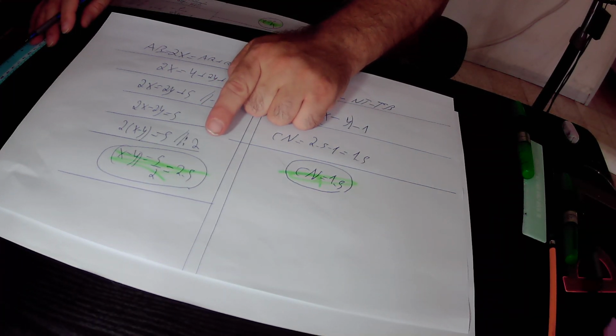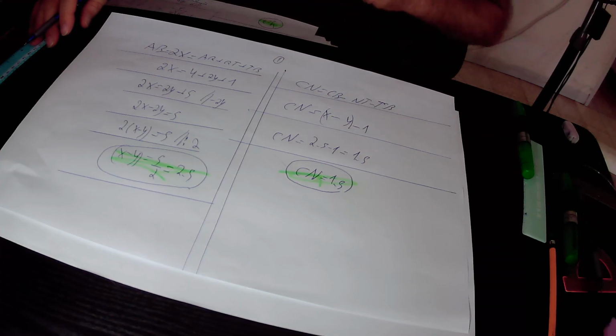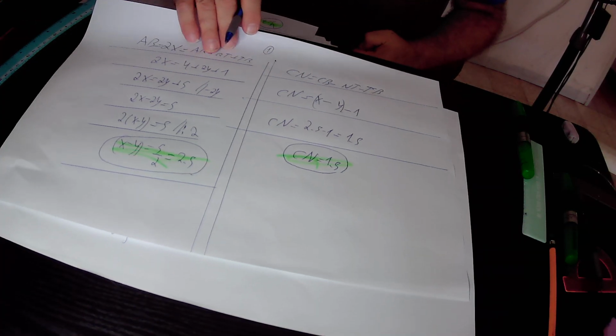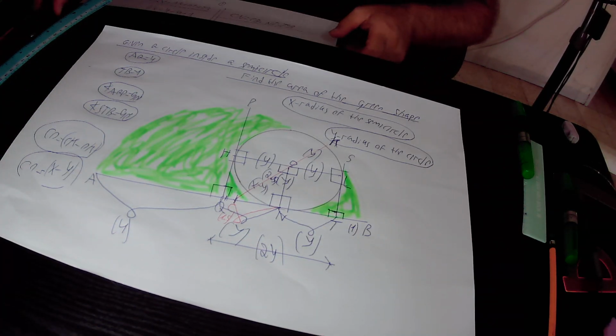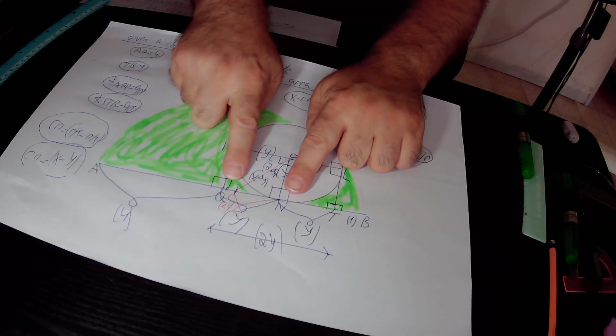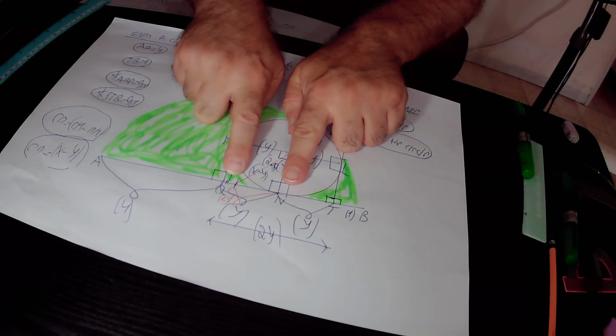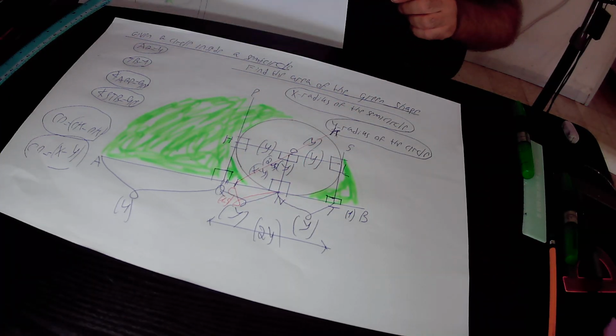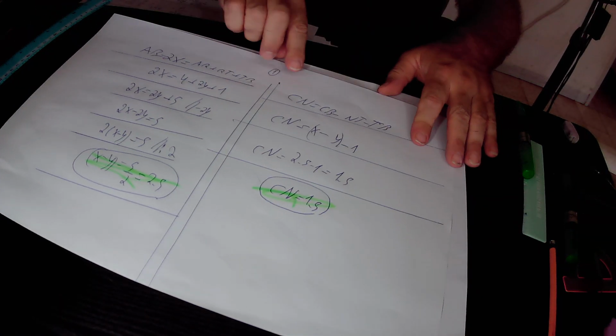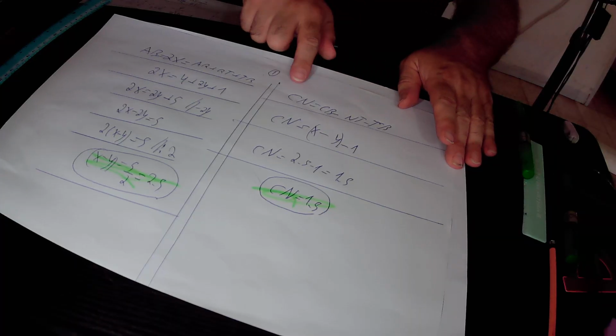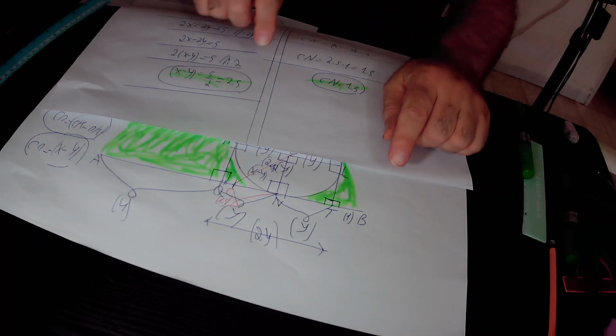5 halves is 2.5. So x minus y equals 2.5. What is the length of this line CN? From the figure, it is very easy to see that CN in total equals CB minus NT minus TB. So CN equals CB.